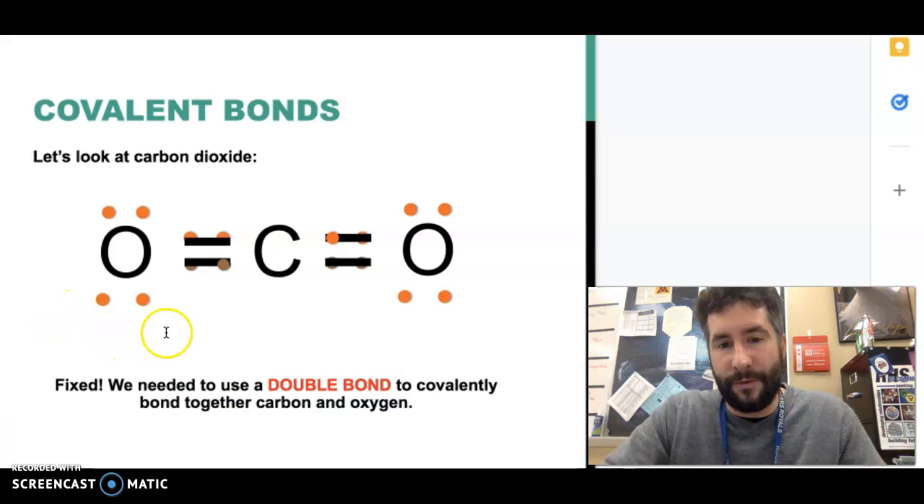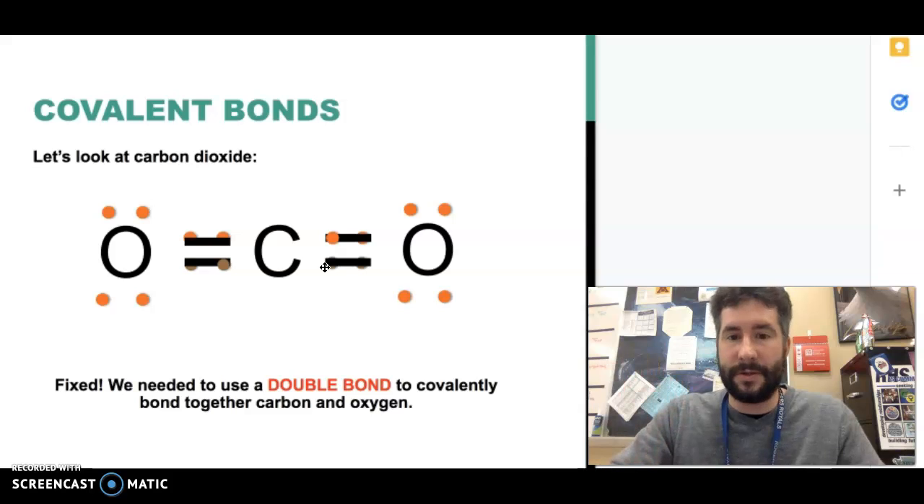So in order for everything to work out, we need double bonds on each side. That makes sense, right? Because carbon had 4 valence electrons, so it's going to need to make 4 bonds: 1, 2, 3, 4. Oxygen had 6 valence electrons, so to get to 8, it's going to need 2 bonds. So 2 for this oxygen and 2 for this oxygen.